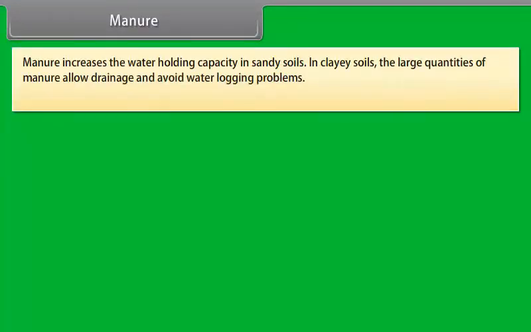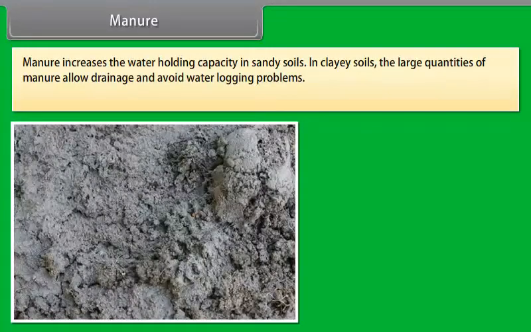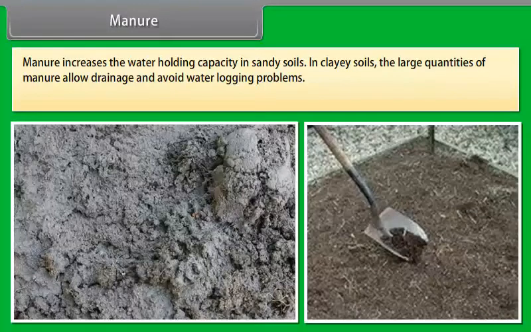Manure increases the water-holding capacity in sandy soils. In clay soils, the large quantities of manure allow drainage and avoid waterlogging problems.